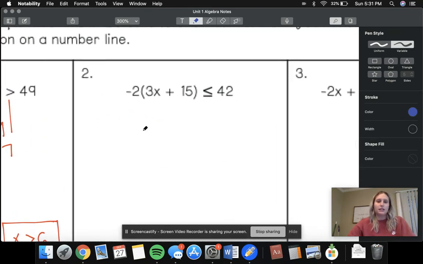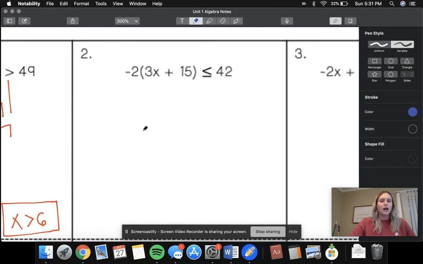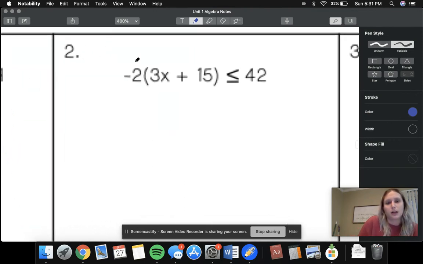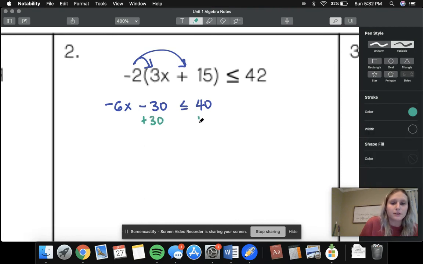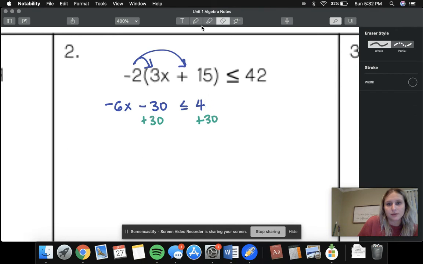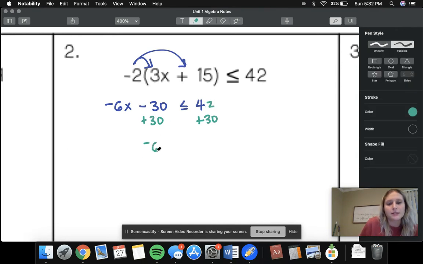All right. Then this problem, we have negative 2x plus negative 2, times 3x plus 15, and that is less than or equal to 42. So first we are going to distribute like always. We get negative 6x, negative 30. Okay, now we are going to solve it like normal. So we are going to do the inverse of negative 30. That's a 42. Okay. We get negative 6x less than or equal to 72.